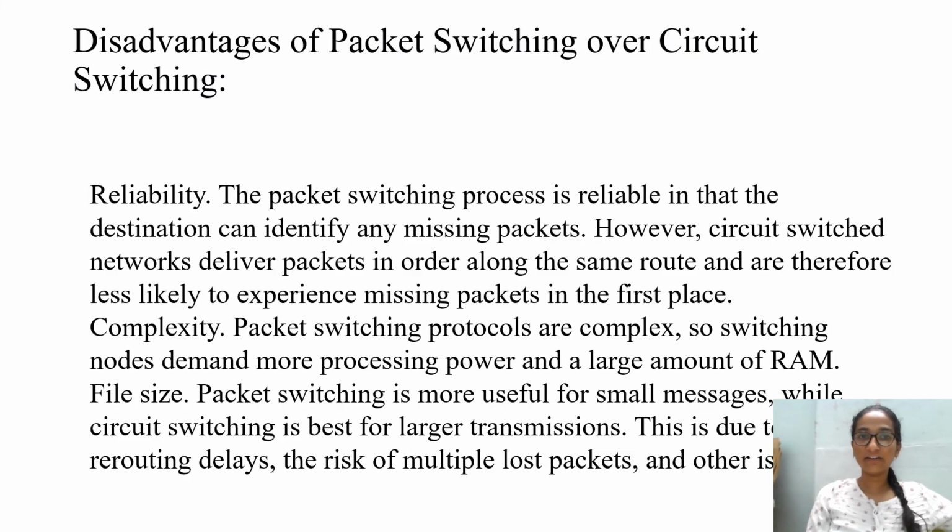Let us see the disadvantages of packet switching compared to circuit switching. First one, reliability. The packet switching process is reliable in that the destination can identify any missing packets. Whereas in circuit switching, they will follow only one path, so most probably packets will not be missed. Second one, complexity. Packet switching protocols are complex, so switching nodes demand more processing power and a large amount of RAM. Third, file size. Packet switching is more useful for small messages, whereas circuit switching is best for large transmissions, which we have discussed for video call systems.